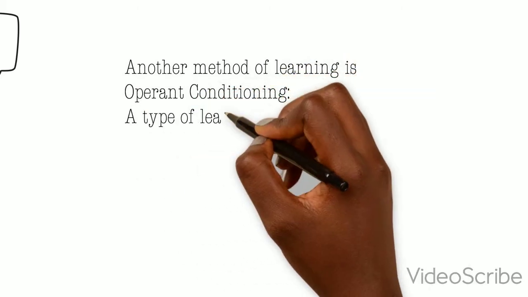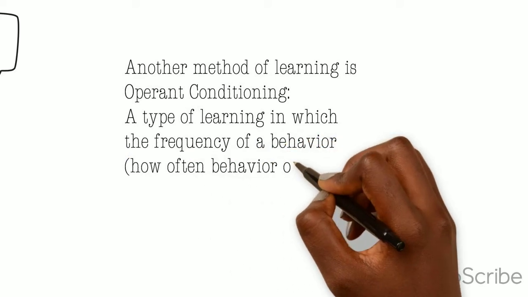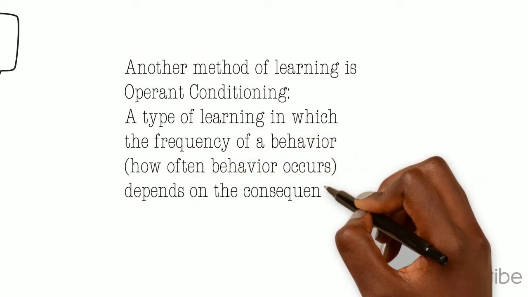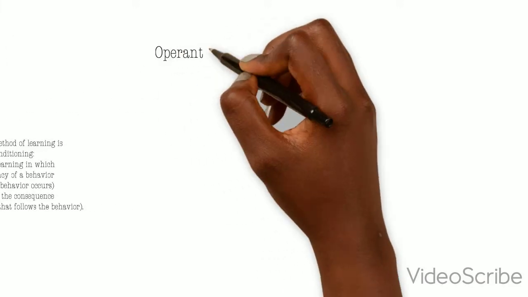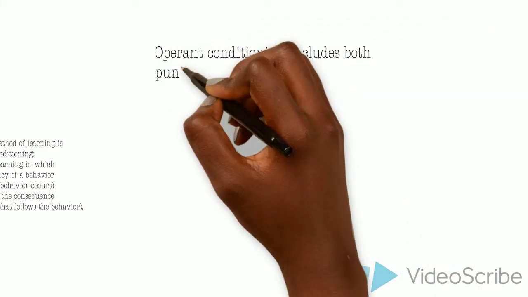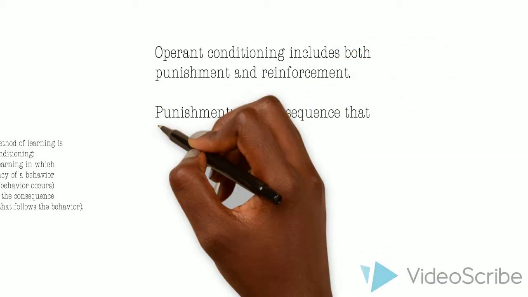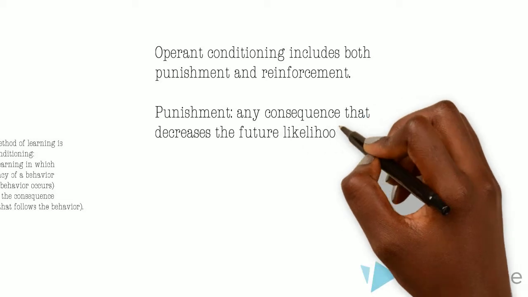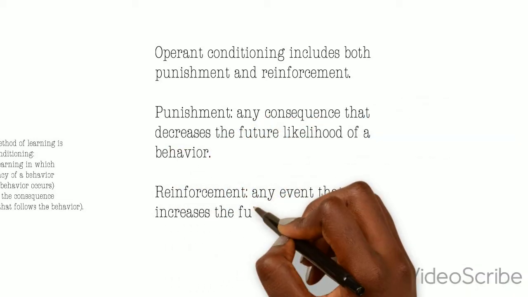Another method of learning is operant conditioning, a learning in which the frequency of behavior, how often behavior occurs, depends on the consequence, the event that happens after the behavior. Operant conditioning includes both punishment and reinforcement. Punishment, any consequence that decreases the future likelihood of behavior. Reinforcement, any event that increases the likelihood of behavior.